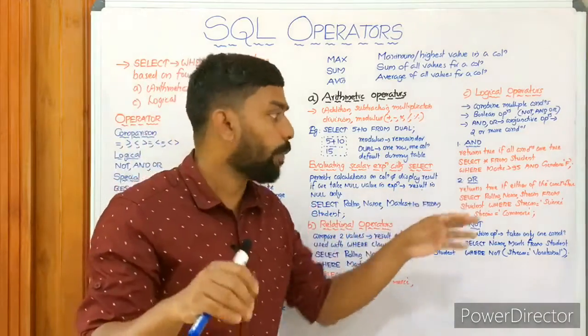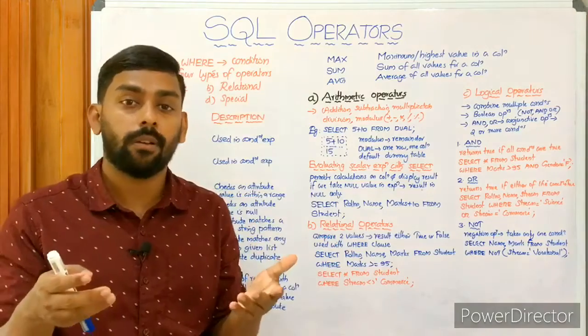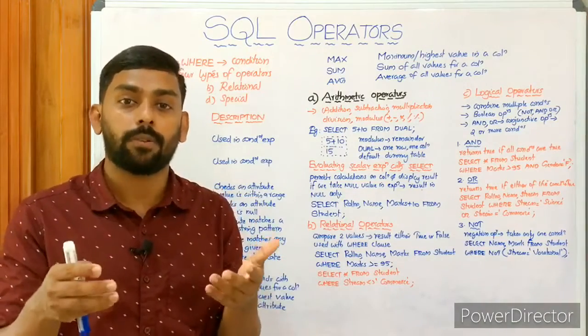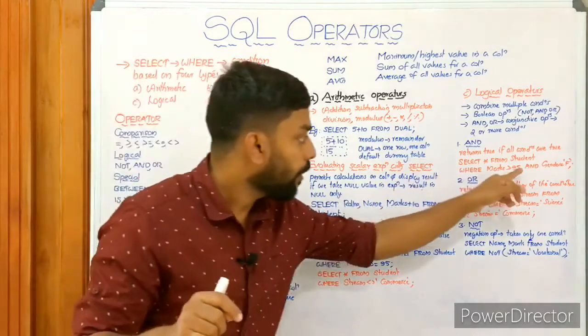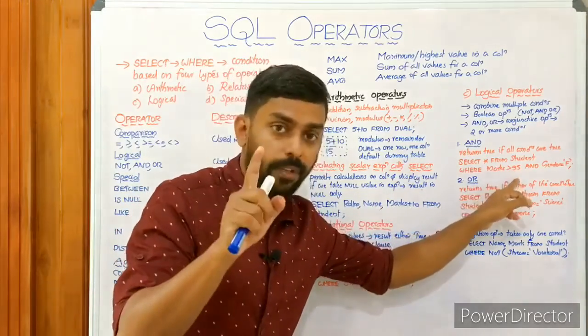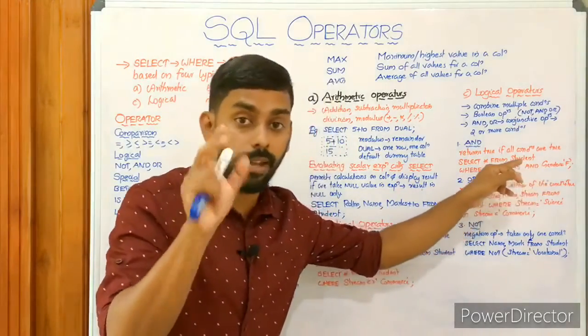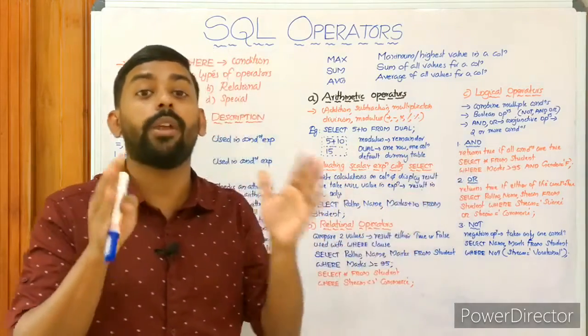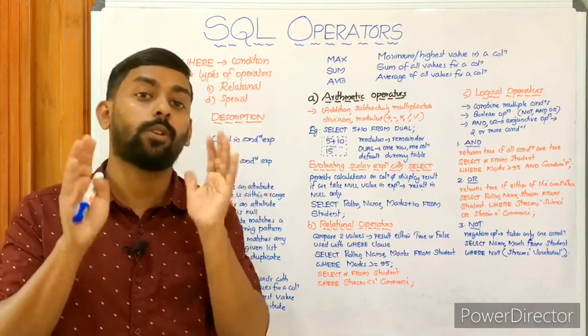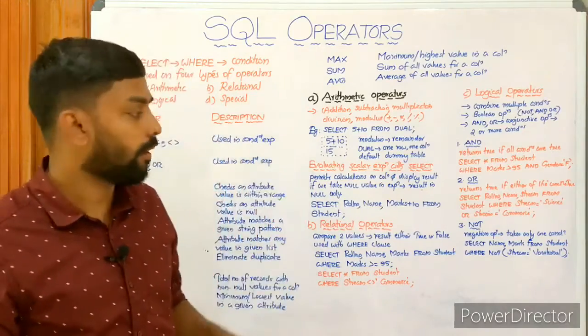And suppose there are 5 girls who have scored marks greater than 95. So the resultant table consists of 5 rows. Marks greater than 95 is the first condition and gender equal to F is the second condition, and these two conditions are connected using AND. That means both the conditions must be true to get a true result.